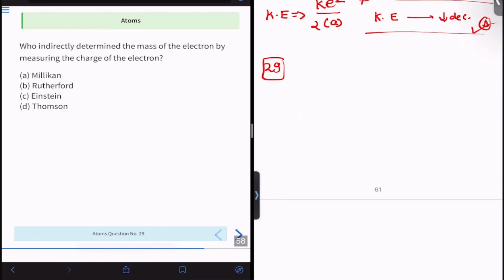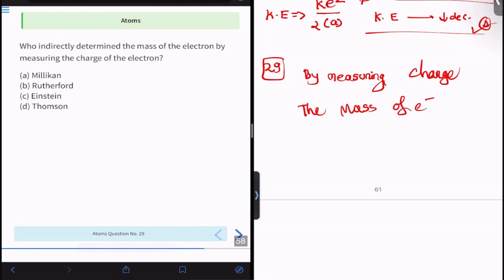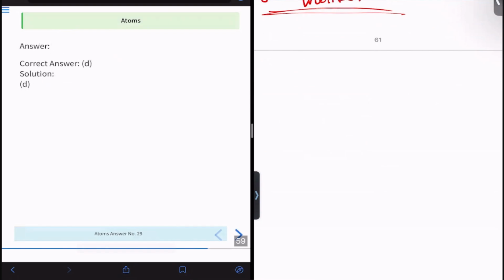Question number 29 says, who indirectly determined the mass of the electron by measuring the charge of the electron? Who detected the mass of the electron? It was Thomson. Again, a theoretical question, guys. If you know J.J. Thomson's experiment, you can easily answer this question. So with this, I'll move to the next question. Question number 30. The answer is option number D, J.J. Thomson.